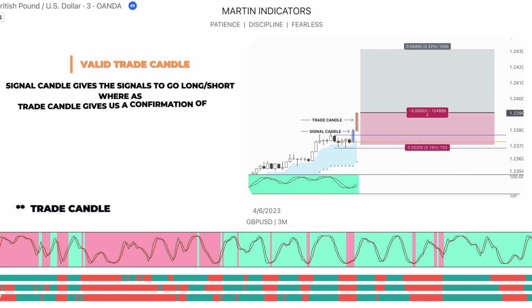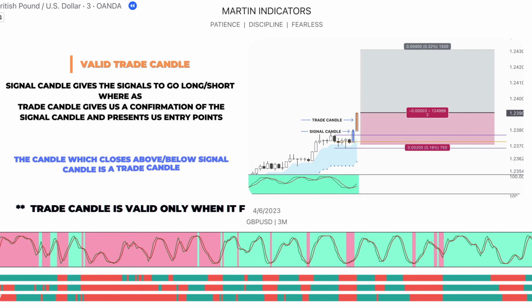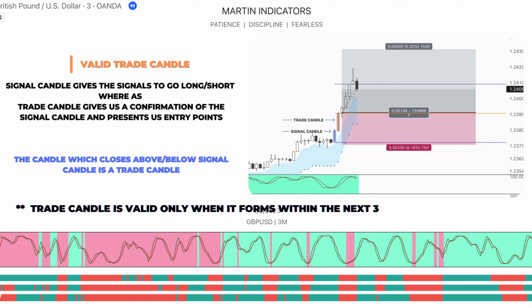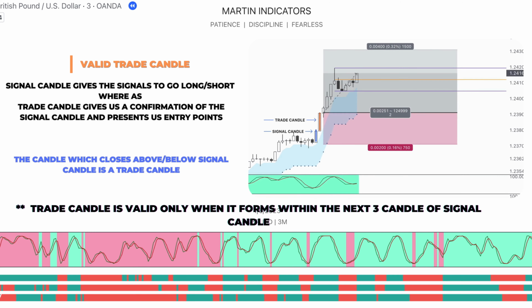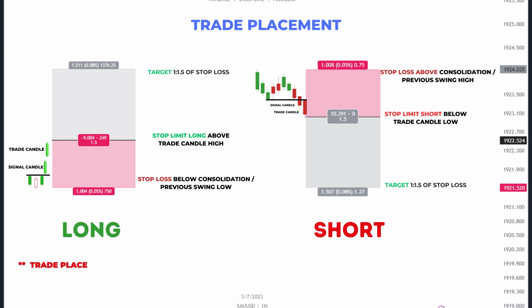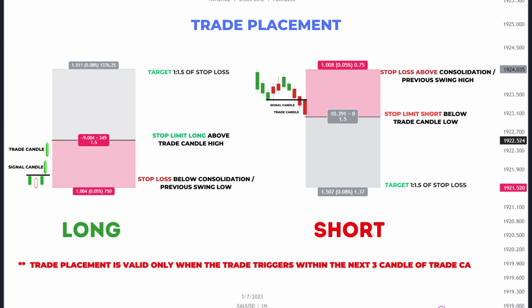Signal candle gives us the signal to go long or short, whereas a trade candle gives us a confirmation of the signal candle, and presents us entry place, and it should form within 3 candles of signal candle. After learning the price movement dynamics of gold, we have designed with 1:1.5 risk reward, as it has very high win rate, and trade should trigger within the 3 candles of trade candle. If not, then the trade gets invalidated and wait for next new signal candle.